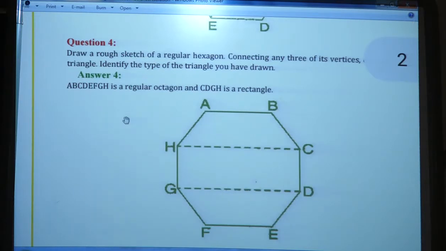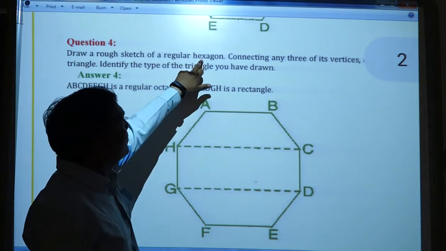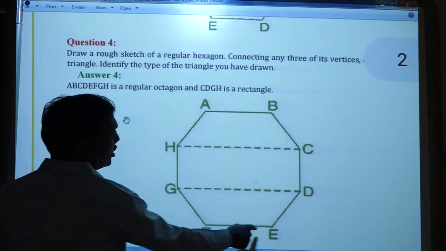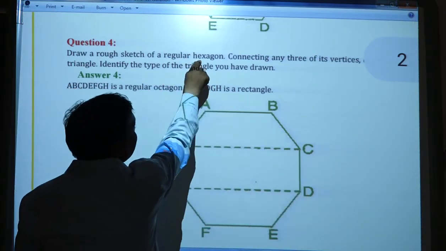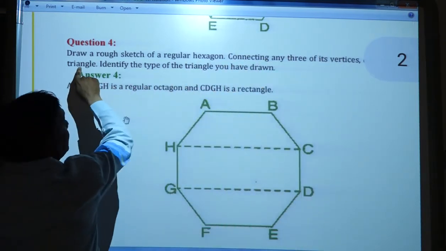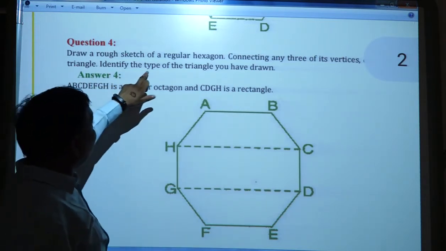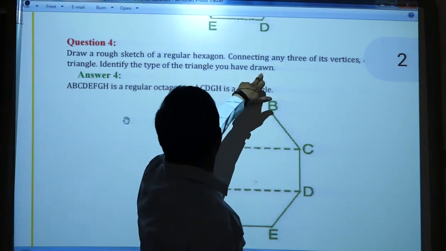The next question is, draw a rough sketch of a regular hexagon. Here I draw a hexagon having 8 sides. Hexagon means 8 sides, connecting any 3 of its vertices to form a triangle. Identify the type of triangle you have drawn.